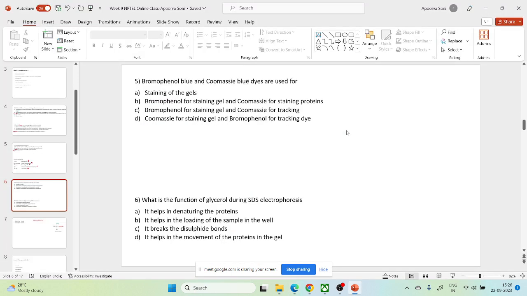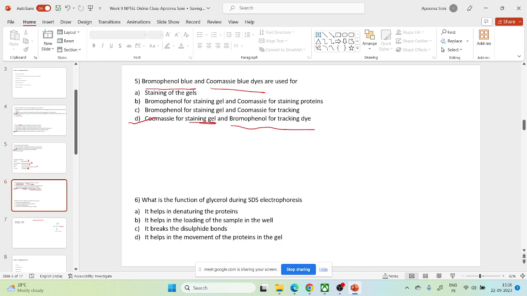Now we'll come to the next question. Bromophenol blue and Coomassie blue dyes are used for. Bromophenol blue is a tracking dye. Here we have bromophenol blue as the tracking dye and Coomassie blue is used for staining of the gel. So D is the correct answer.